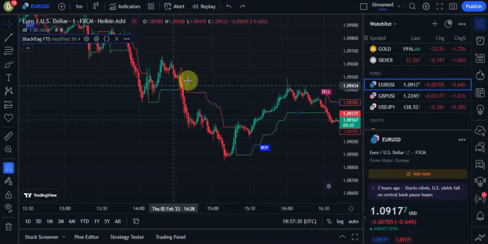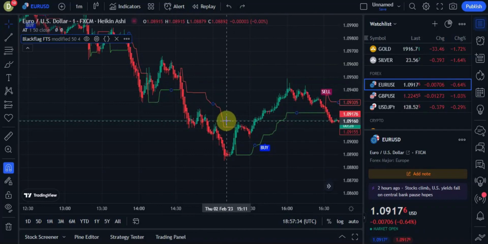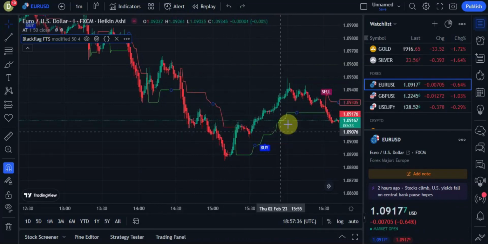So here we have the line from our black flag indicator, and whenever the line is red, we know that we're in a downtrend, and whenever the line is green, then we know we're in an uptrend, okay?